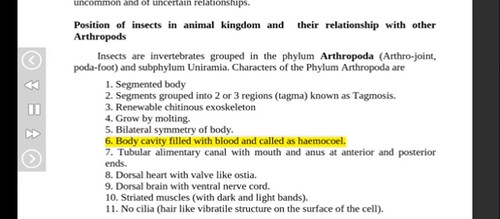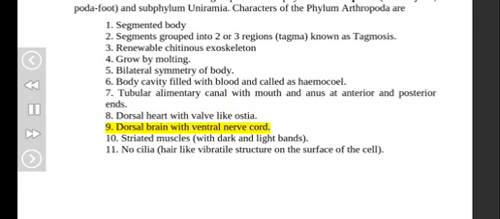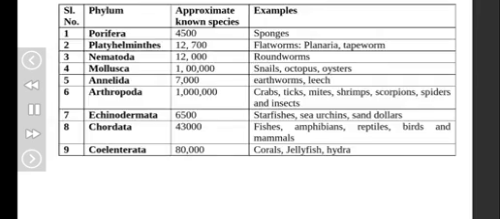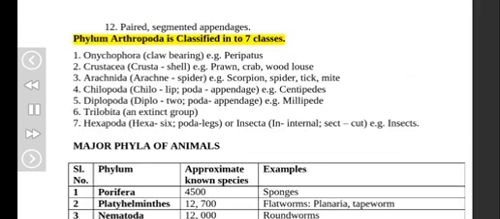6. Body cavity filled with blood and called as hemocoel. 7. Tubular alimentary canal with mouth and anus at anterior and posterior ends. 8. Dorsal heart with valve-like ostia. 9. Dorsal brain with ventral nerve cord. 10. Striated muscles with dark and light bands. 11. No cilia, hair-like vibratile structure on the surface of the cell. 12. Paired, segmented appendages. Phylum Arthropoda is classified into 7 classes.